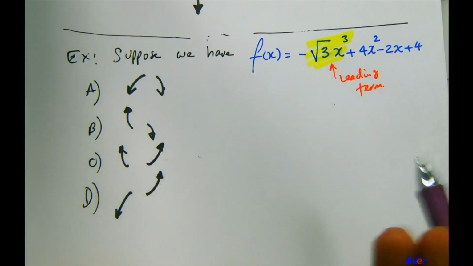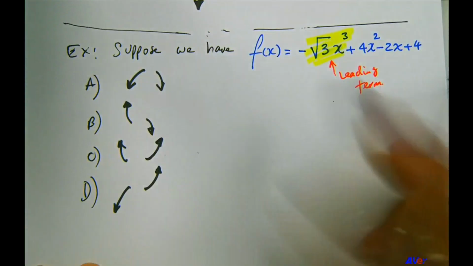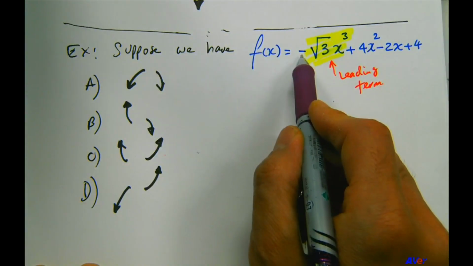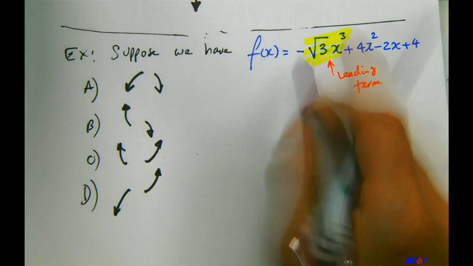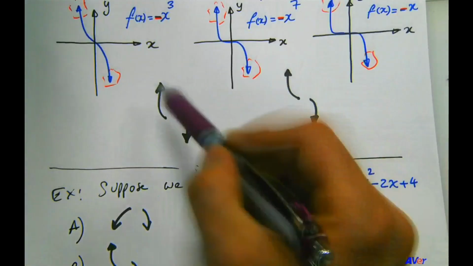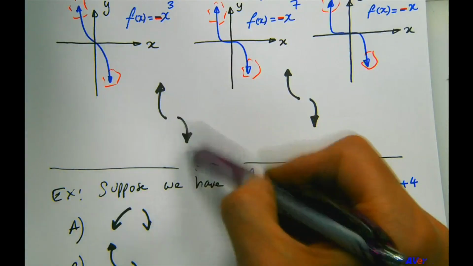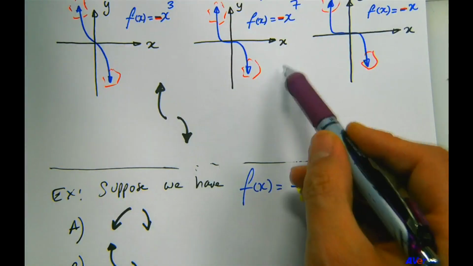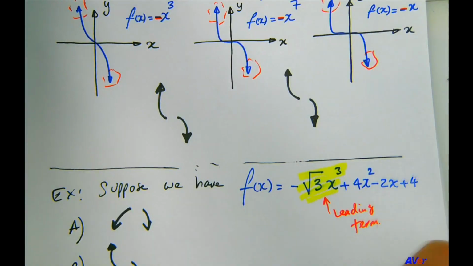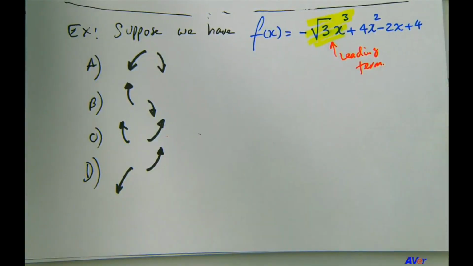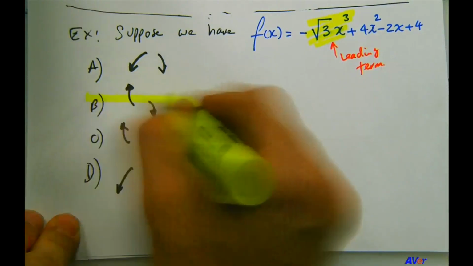But which one? Well, notice the coefficient is negative. When the coefficient is negative, what did we say? We said that the left side is going to point up, the right side is going to point down. Left side up, right side down. So which one of these is that? That's for sure B, right? It's this one.